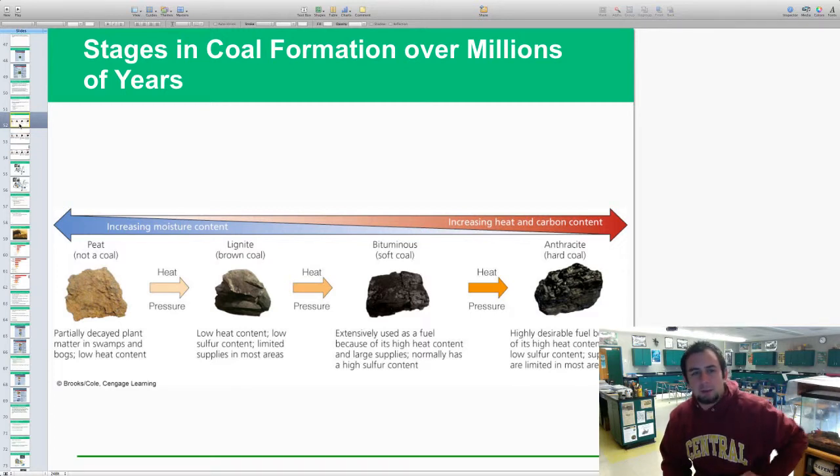Then as you add a little more heat and pressure, it can be bituminous, a softer coal. That's extensively used as a fuel because of its high heat content, and there are lots of supplies of it, which is what we mostly use. It also has high sulfur content. And then finally, if you add even more heat and pressure, it turns into anthracite, which is hard coal. This is the most desirable of all because of its high heat content and lower sulfur content. But most of the time, we use a lot of bituminous coal rather than anthracite because it's more available.